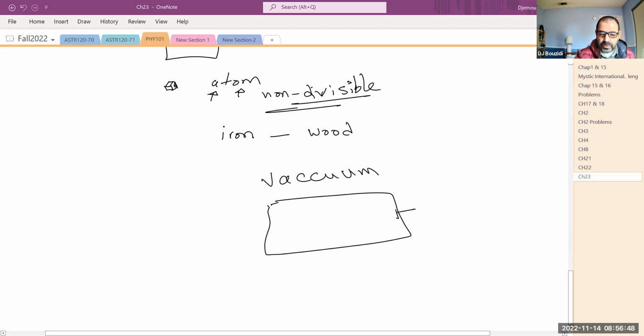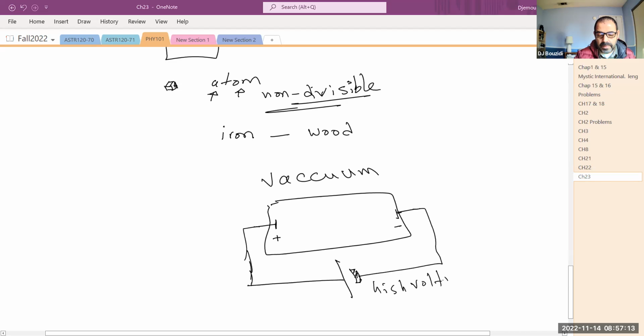So if you place a cathode on one side and an anode on the other side, this is positively charged, this is negatively charged, this is what we know today, and place a high voltage in here, a small battery will not do. So you really have to have a big power source in this case, okay? And if you produce high enough voltage, sparks will fly.